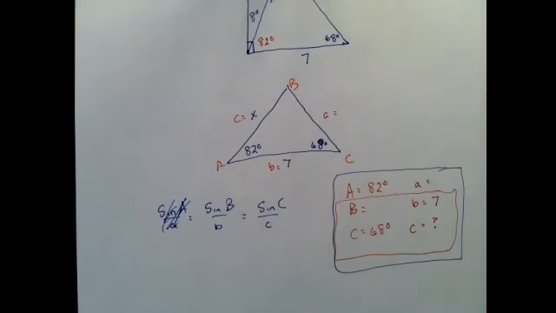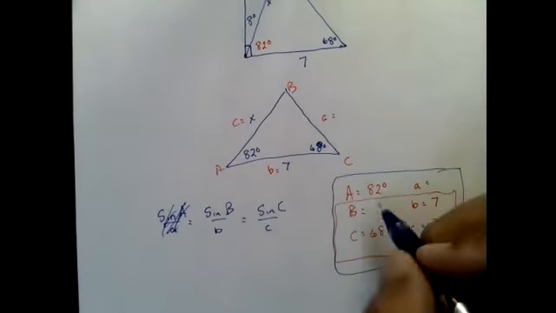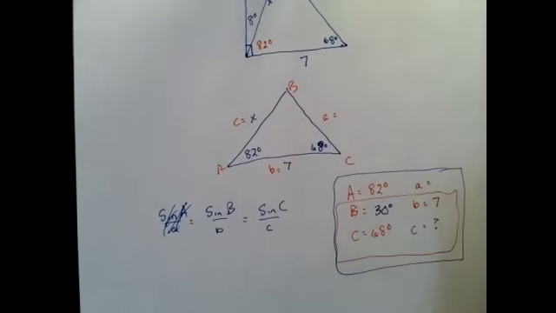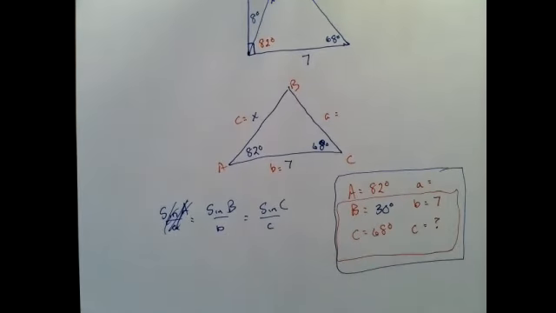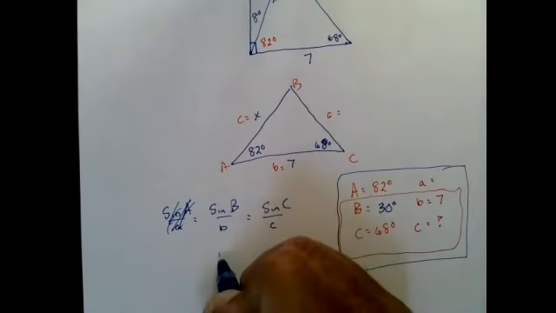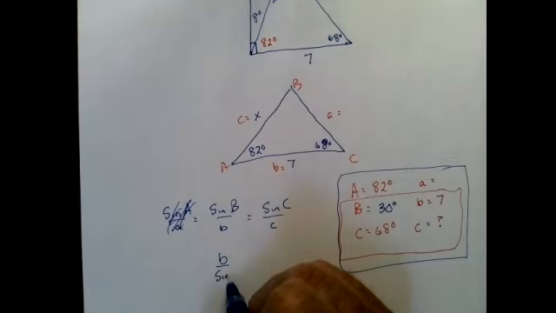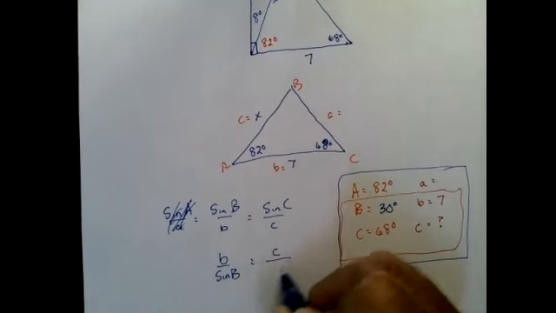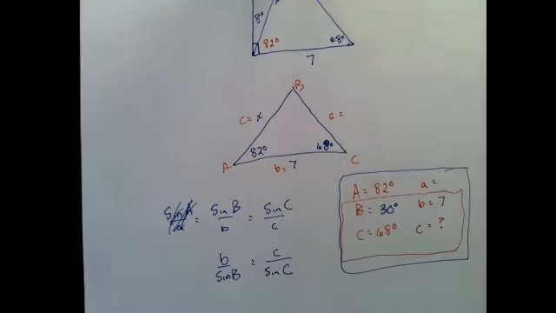Yep. So you need to come up with this, and a lot of you already have done it. That's 30 degrees. And now you have the sine of 30 over 7 equals the sine of 68 over c. Another thing, you could write it this way, because we know reciprocals come into play. Sounds good. Go ahead.